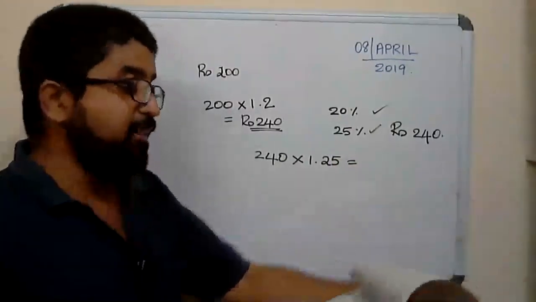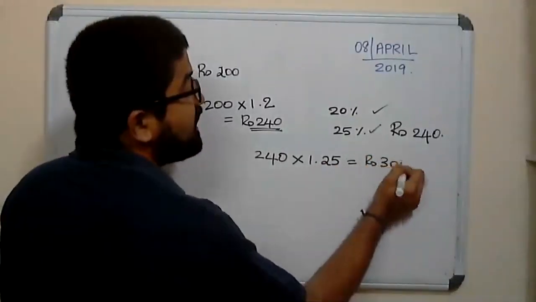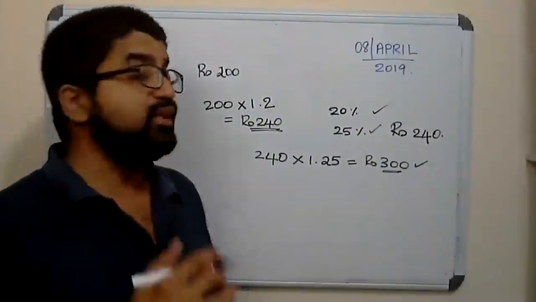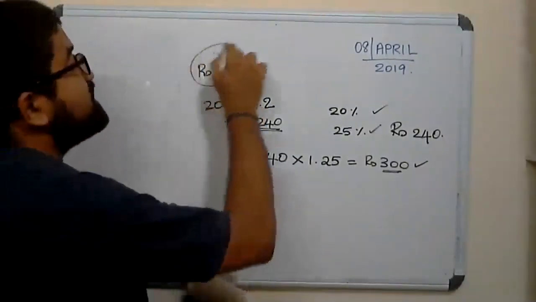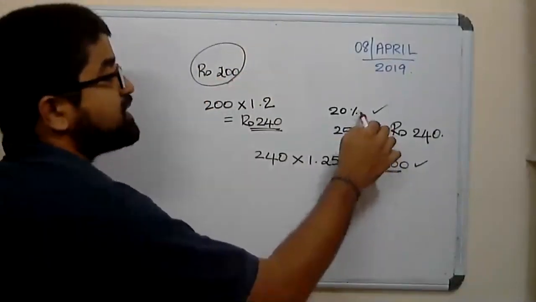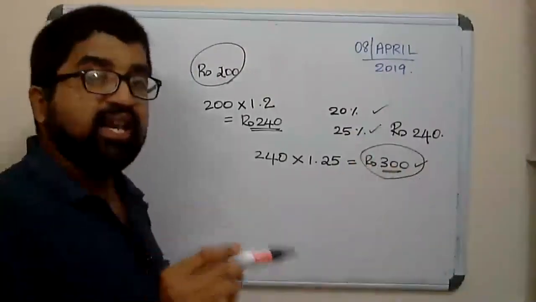Let me just verify it. Yes, 240 into 1.25 comes to rupees 300, and this is the final amount that he has in his wallet. So the initial amount is given to be 200. After two successive increments, 20 percentage and 25 percentage, the final value comes to rupees 300.